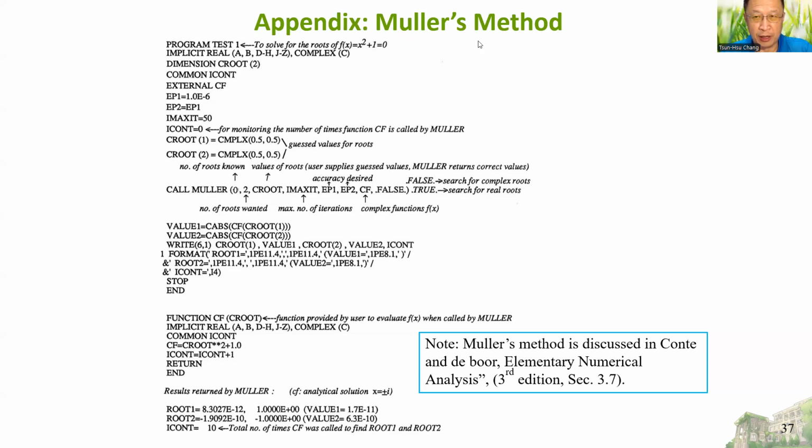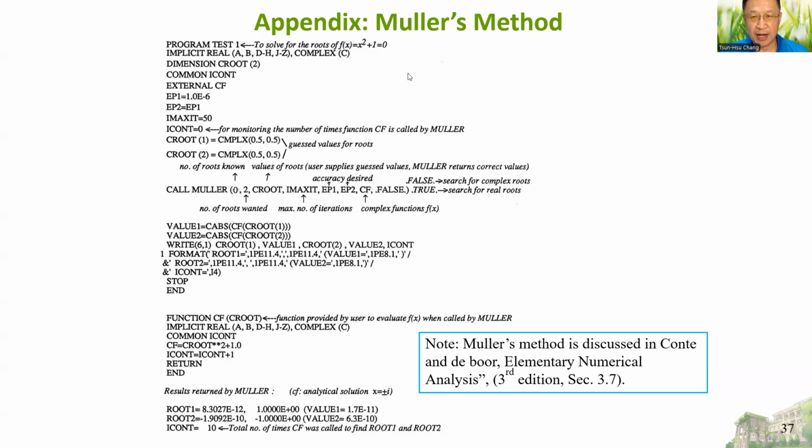First, let me show you the Muller's method to find the root. Okay, here is the Muller method. Actually, the best way is to run the program and change the variables by yourself. You will have a better understanding. So the program tests solving the roots of f(x) = x squared plus 1 equals 0. Then we use Muller and substitute everything to get the result, and eventually we got the solution.